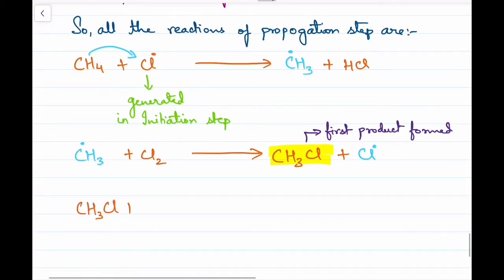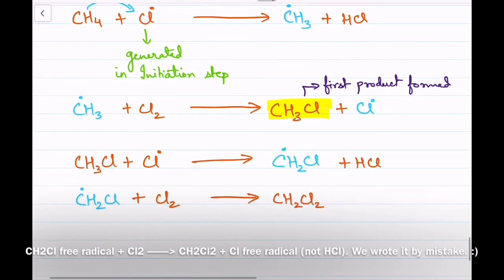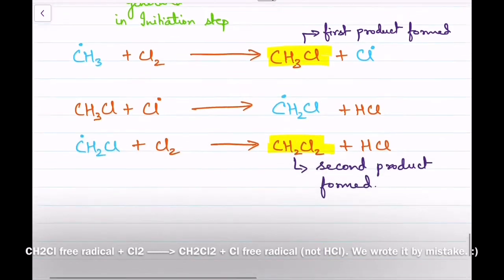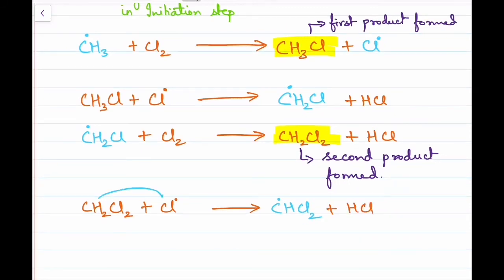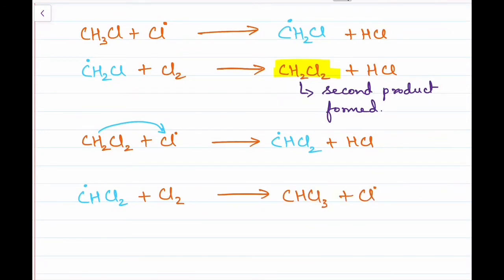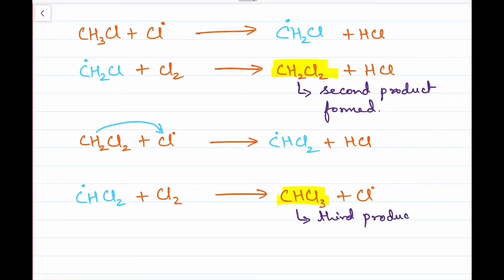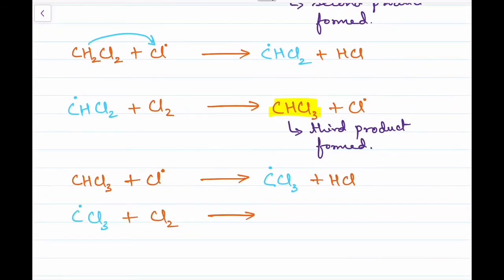Now CH3Cl reacts with chlorine free radical to give us CH2Cl free radical plus HCl. So the CH2Cl free radical reacts with chlorine to give us CH2Cl2, which is our second product. Now CH2Cl2 reacts with chlorine free radical again to give us CHCl2 free radical. The CHCl2 free radical reacts with more chlorine to give us our third product, CHCl3. Then CHCl3 plus chlorine free radical give us CCl3 free radical, which reacts with more chlorine to give us CCl4, which is our final product.